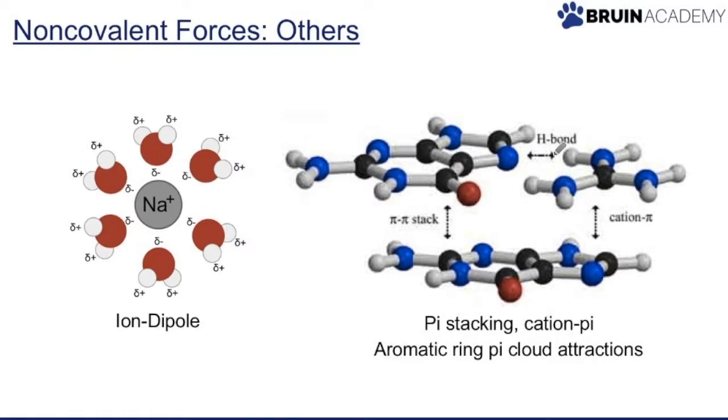And then we have something called pi stacking and cation-pi interactions. And this is important in things like DNA, where you have basically a lot of aromatic molecules stacked on top of each other, and there's interactions between them. And so in pi stacking, you have these aromatic rings that kind of get attracted to each other, and they have pi clouds and pi electrons that interact.